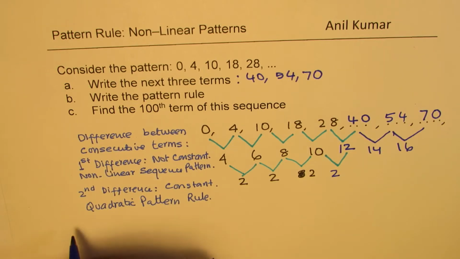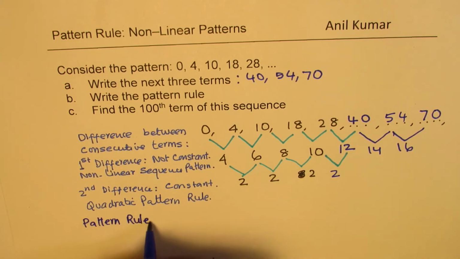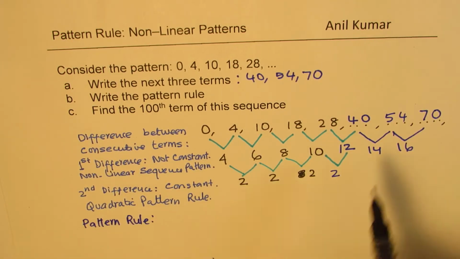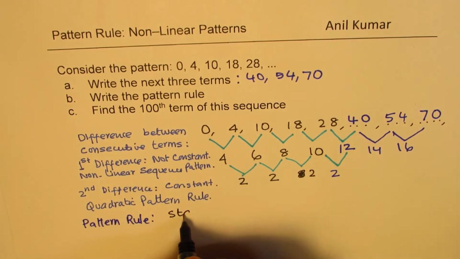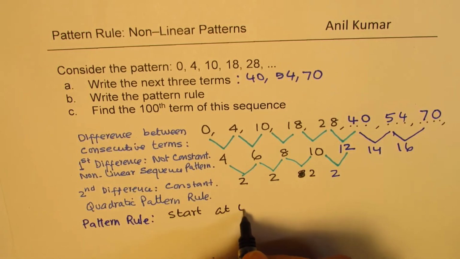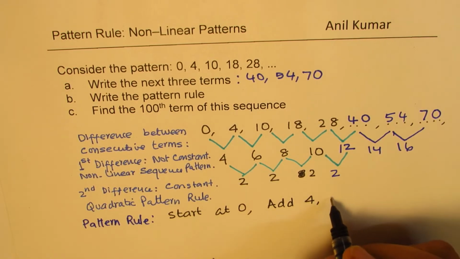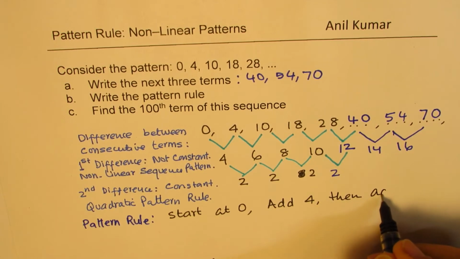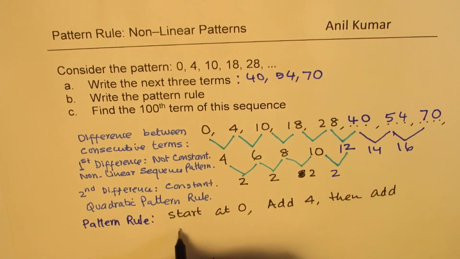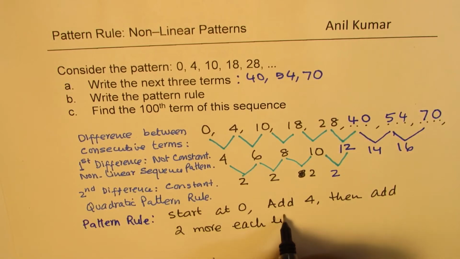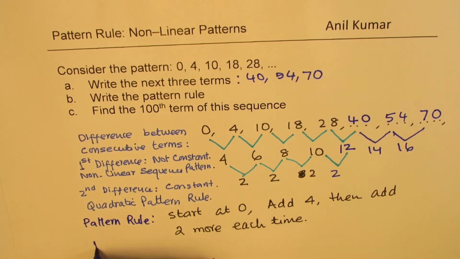Now, you could also write a pattern rule here. The pattern rule could be written as, let me write down, we could write that start at 0, then add 4, and then add 2 more each time. Right? So this is an iteration process, right? So we call this an iterative pattern.